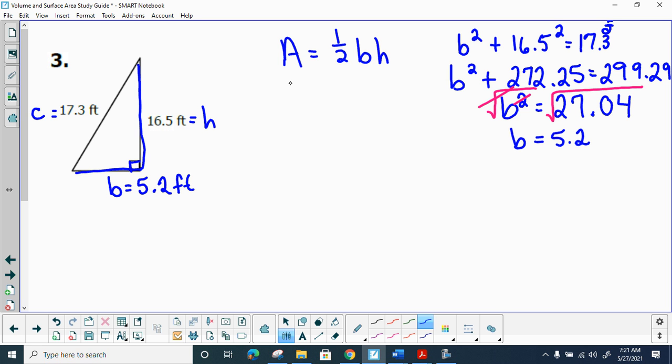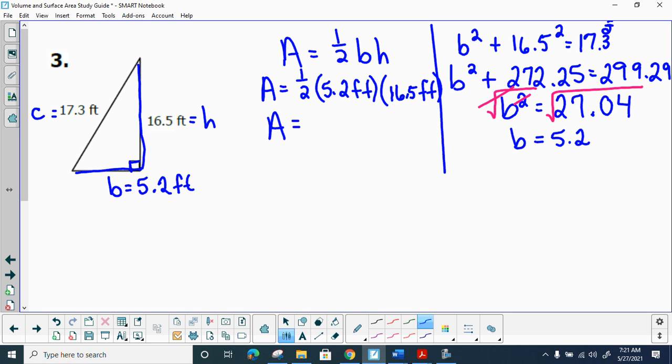Now we can use our actual area formula. It's 1/2 or 0.5, 5.2 times 16.5 feet. And we get the area is 42.9 square feet.